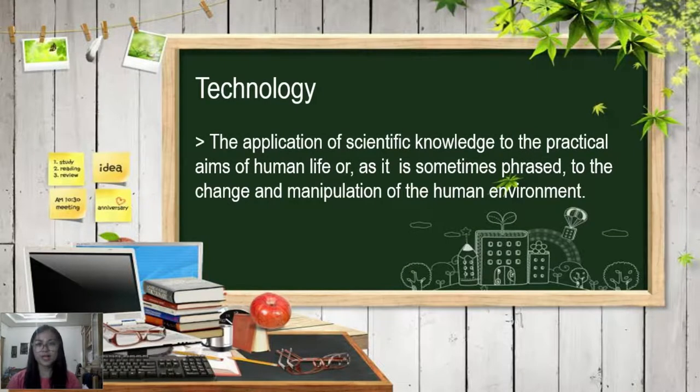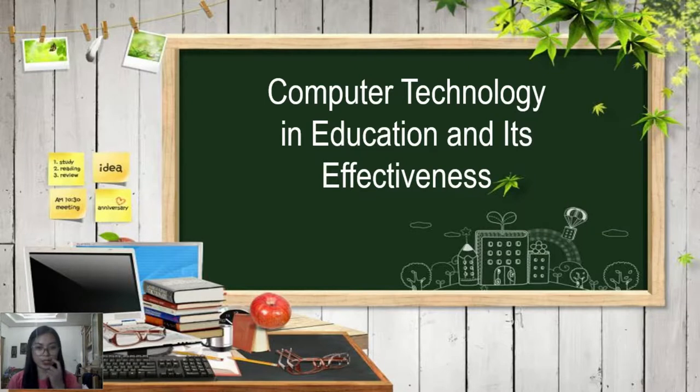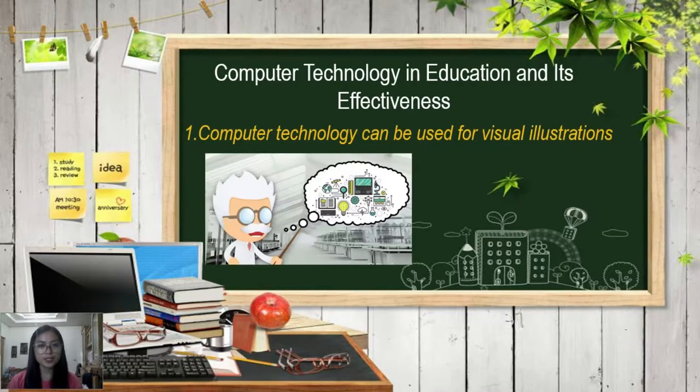Technology is the application of scientific knowledge to the practical aims of human life, or as it is sometimes phrased, to the change and manipulation of the human environment. So, computer technology in education and its effectiveness. First, computer technology can be used for visual illustrations, just like what I have said earlier. There are a lot of things that computer technology could give that were not present in the past. For example, the planets of the solar system. It is very good for us to use technology so that they can visualize what our planet is all about.